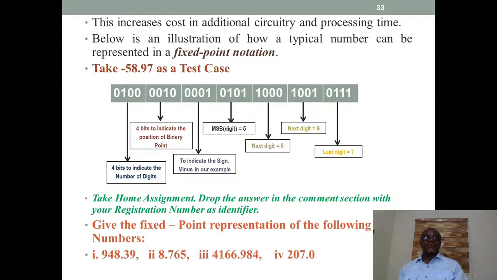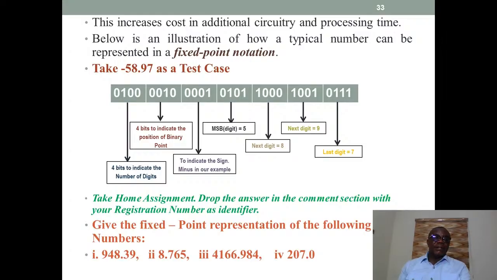Take for instance, we want to represent a decimal number minus 58.97. You see, the computer will have 1, 2, 3, 4, 5, 6, 7 neighbors to do that. Neighbor set of 4 bits. The first, most significant 4 bits, it will use to indicate the number of digits. If you look at the test case we are looking at, 58.97, we have 4 digits.